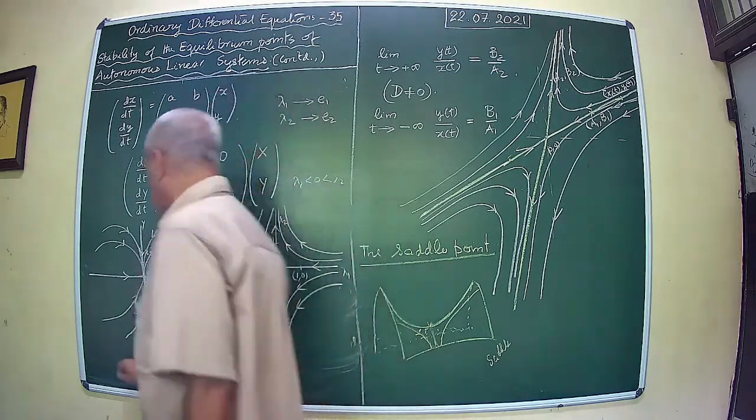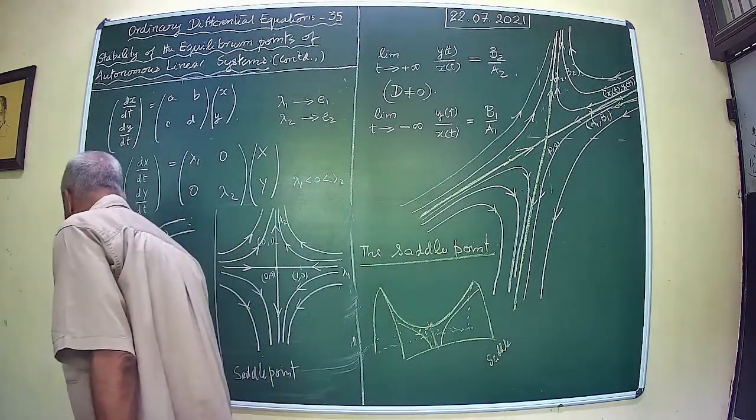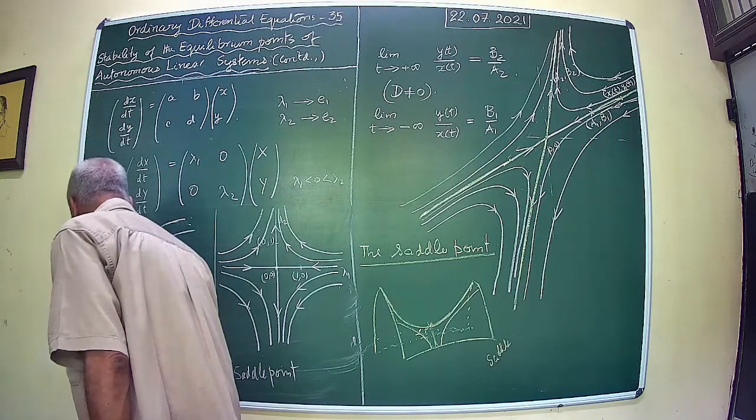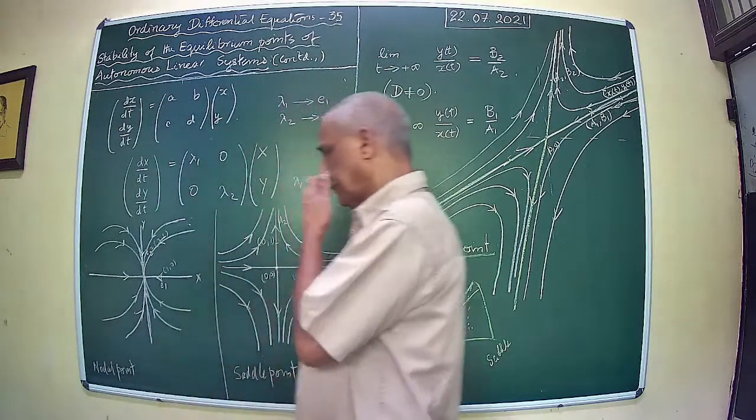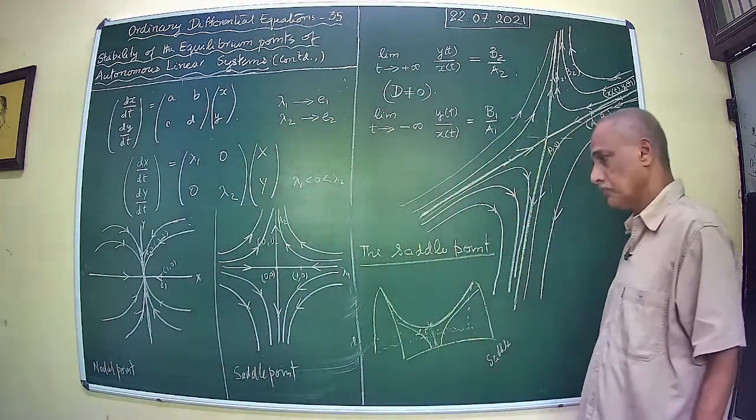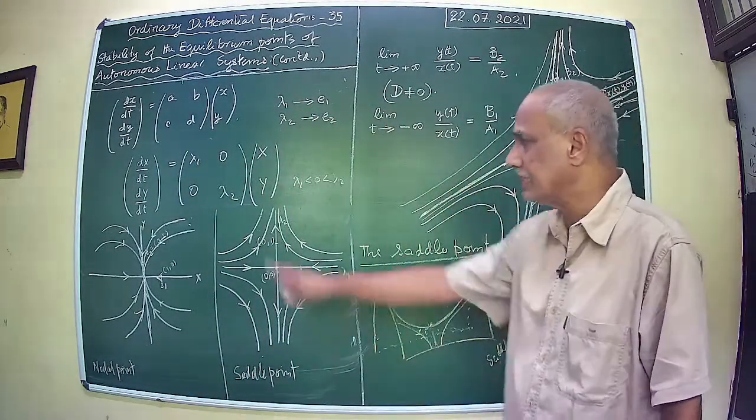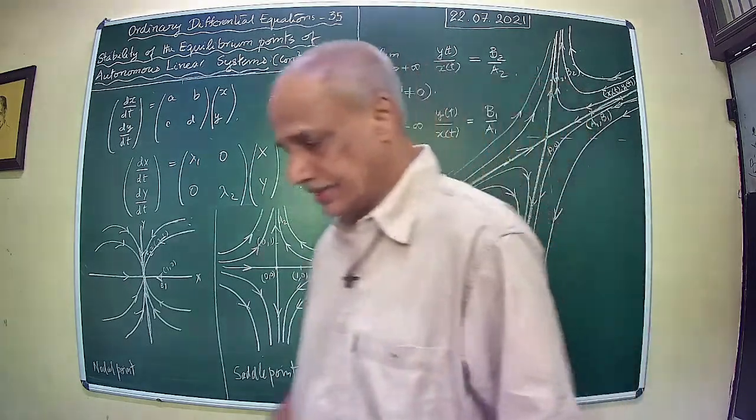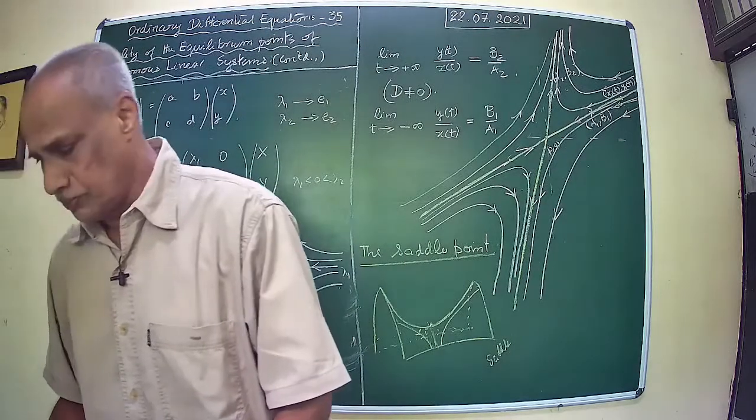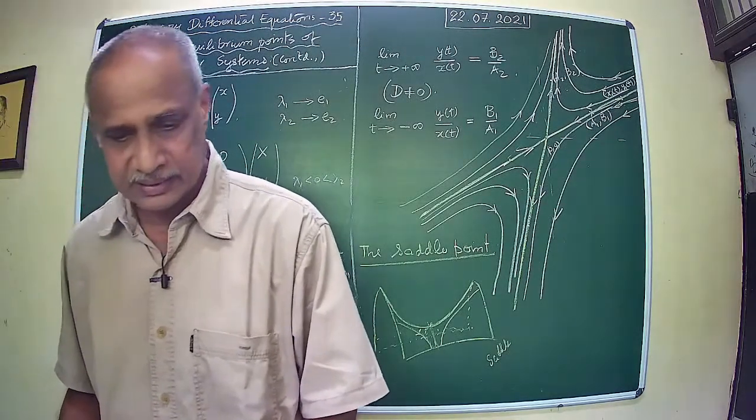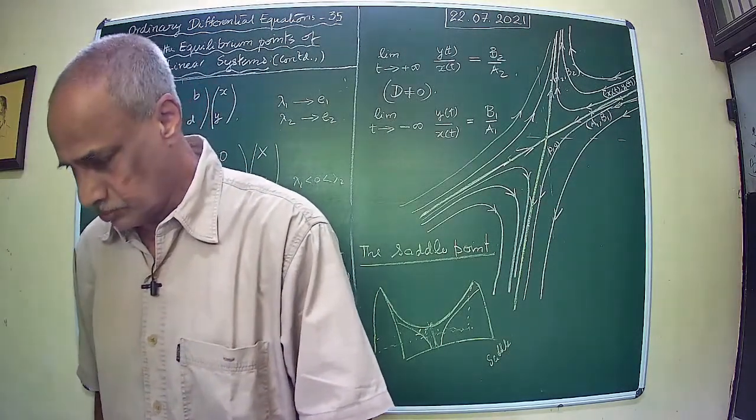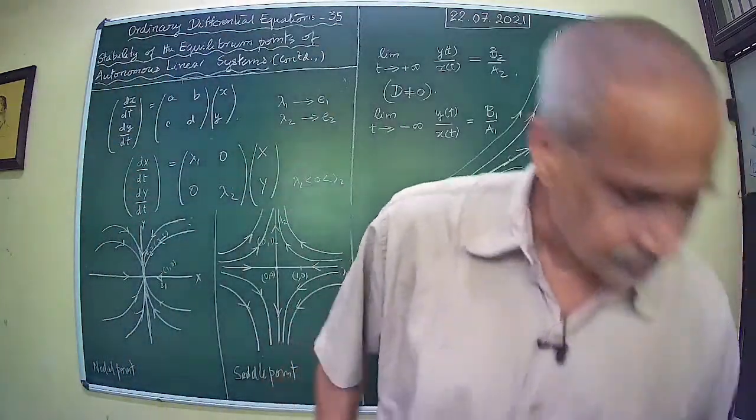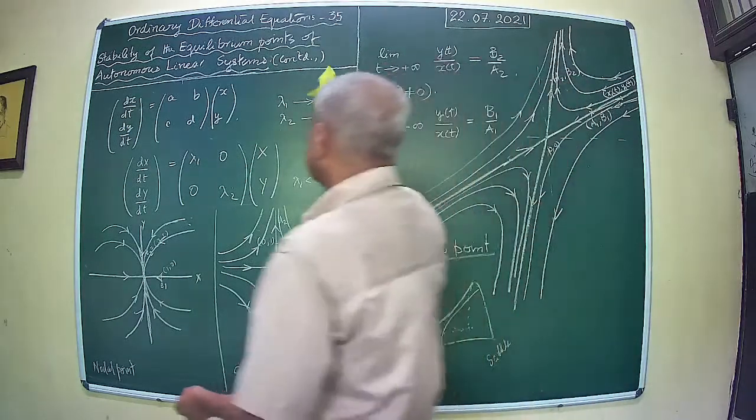The other one is what is called a nodal point, in both the cases. Okay, the only thing is the direction will change, that's all. Okay, so this is the scenario. Now we take up what is called the degenerate nodal points. That is the case 2.